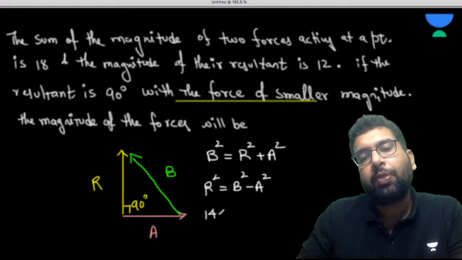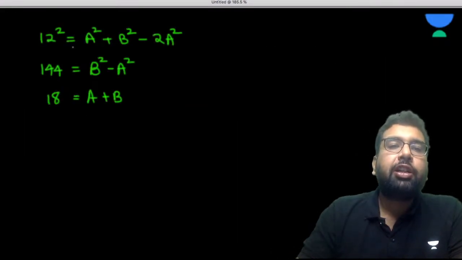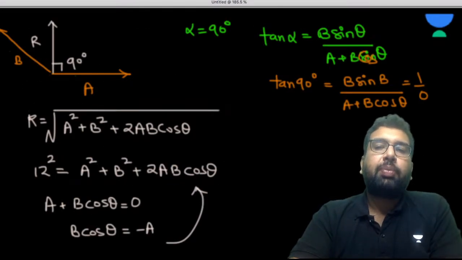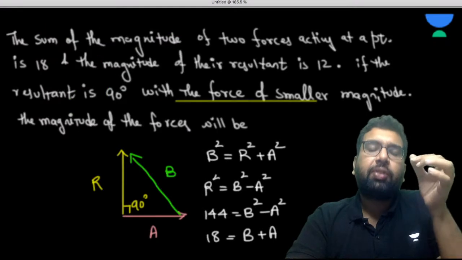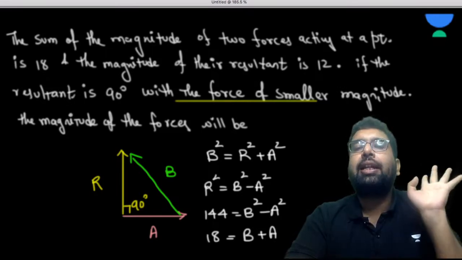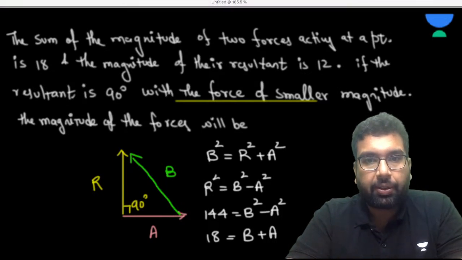So this is going to be 144 is equal to B square minus A square, and B plus A is given to be 18. Now please try to understand this. You reach this by using this much formula and this much calculation. But if you give 10 seconds and think about which approach to follow, you reach here directly, isn't it? Yes or no? Bala and Anurag, did you get this point or not?